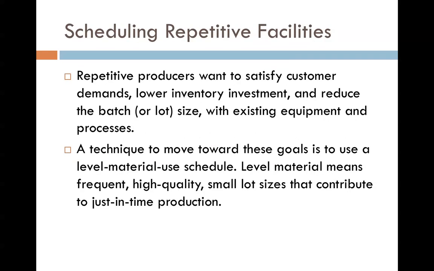Repetitive producers create forward-looking schedules with level material use. Repetitive producers want to satisfy customer demands, lower inventory investment, and reduce the batch or lot size with existing equipment and processes. A technique to move toward these goals is to use a level material use schedule. Level material means frequent, high quality, small lot sizes that contribute to just-in-time production.